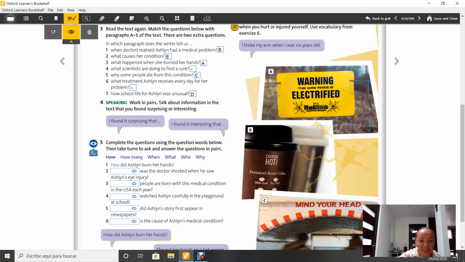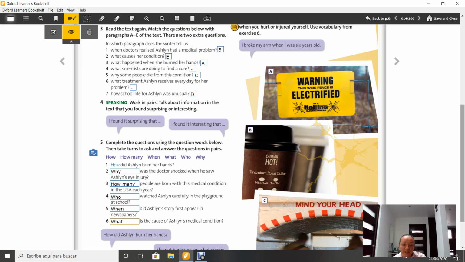So number 1, how did Ashlyn burn her hands? Number 2, why was the doctor shocked when he saw Ashlyn's eye injury? 3, how many people are born with this medical condition in the USA each year? 4, who watched Ashlyn carefully in the playground at school? 5, when did Ashlyn's story first appear in newspapers? And 6, what is the cause of Ashlyn's medical condition?